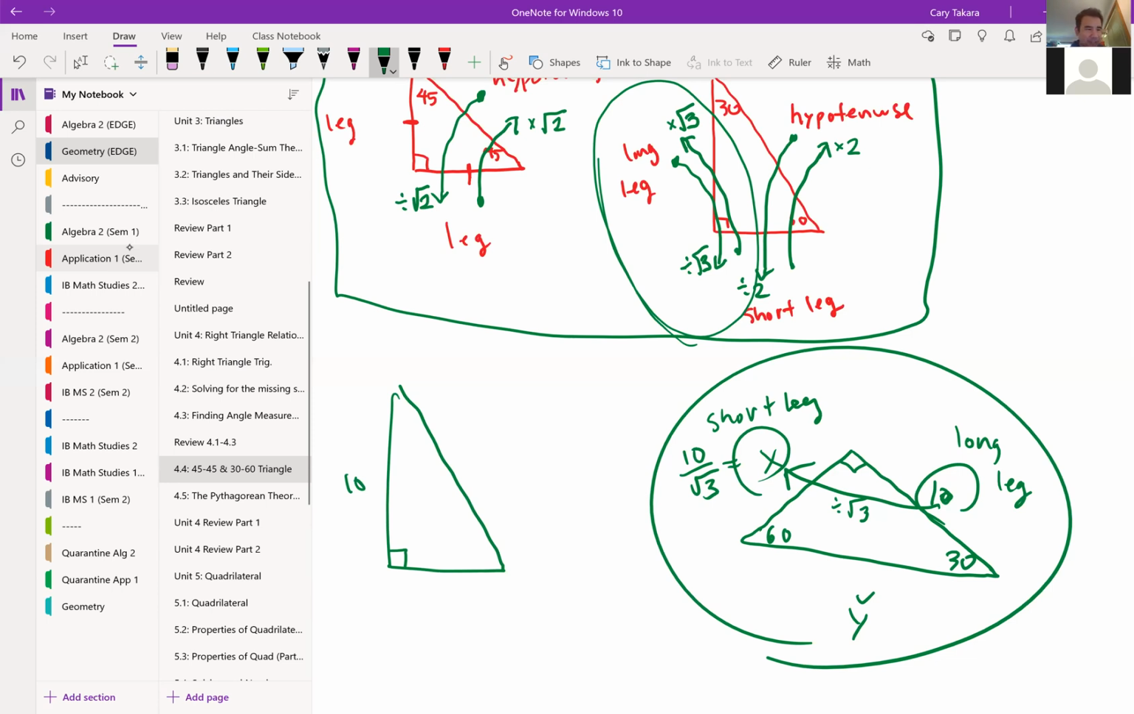Does it make sense, guys? It's 5.8. Now we just found that this is 5.8. How do you figure out the hypotenuse? Short leg to hypotenuse, it's double, isn't it? So you're going to do 5.8 times 2, or just keep that in the calculator and double that: 11.5, or maybe 11.6, whichever is fine.